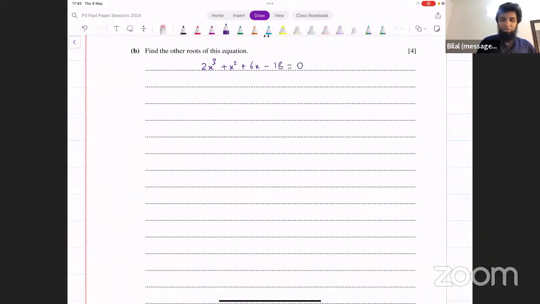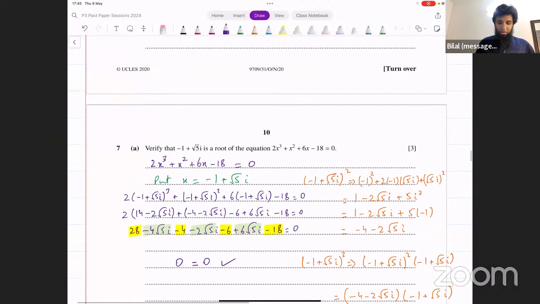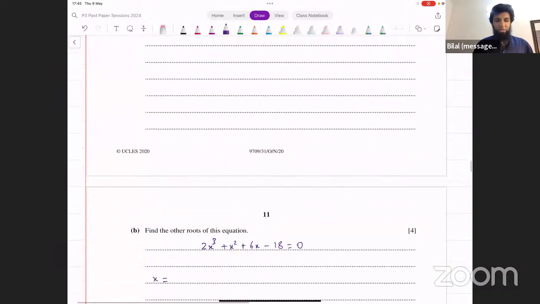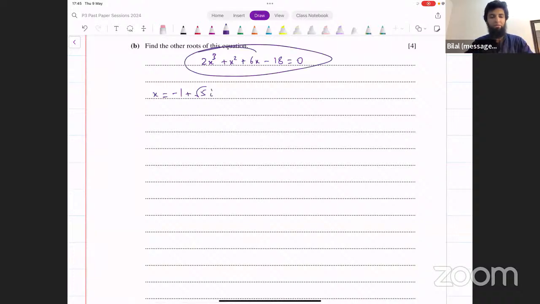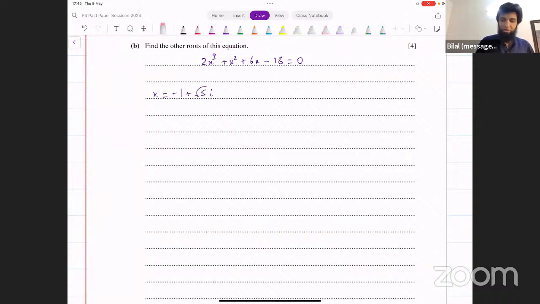Now, one of the solutions that they've given for this equation is x equals minus 1 plus under root 5 iota. That's one of the solutions. Now, this is an equation that has all real coefficients. If all the coefficients are real, what that means is the conjugate of this root is also going to be a solution. So minus 1 minus under root 5 iota is also a solution. So that's one other solution.